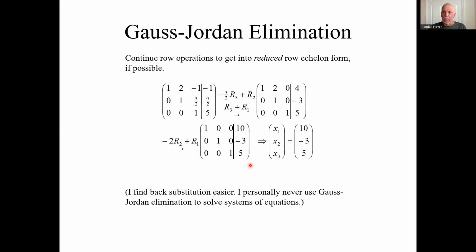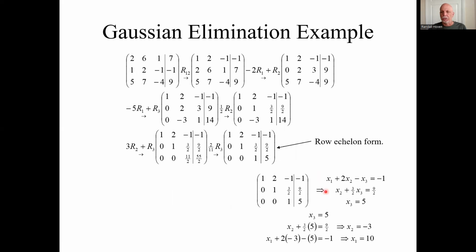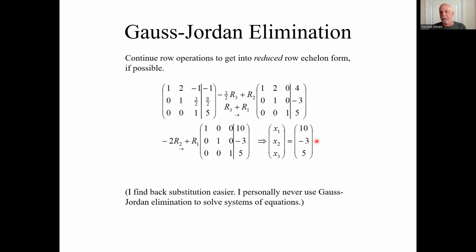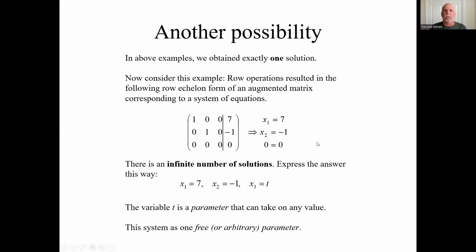Now you can just read off the answer without doing that back substitution algebra or arithmetic. x1 equals 10, x2 equals minus 3, x3 equals 5. I don't find this to be labor saving. I'll just do the back substitution. It's as easy or easier than this. That's Gauss-Jordan elimination. That was a case of we got exactly one solution. It was a square matrix. Well, A matrix was square.